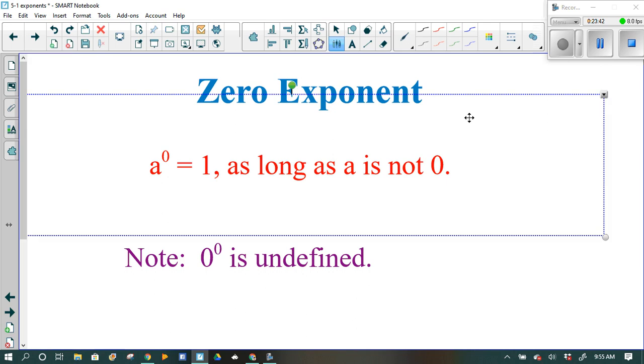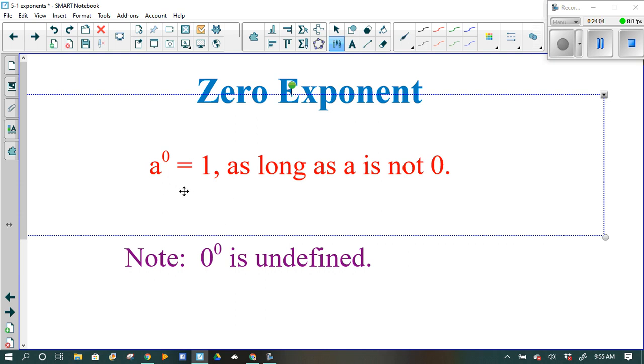Now, if a to the 0, if you have any number to the 0 power, it's always going to equal 1, as long as a is not 0. 0 to the 0 is undefined. It's just nothing. It's undefined.